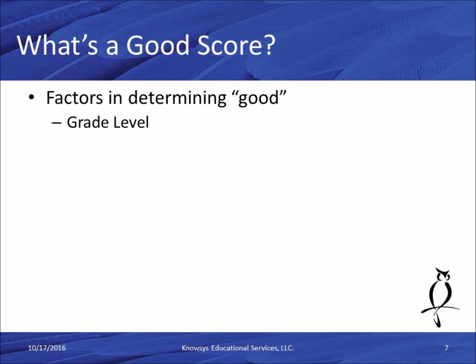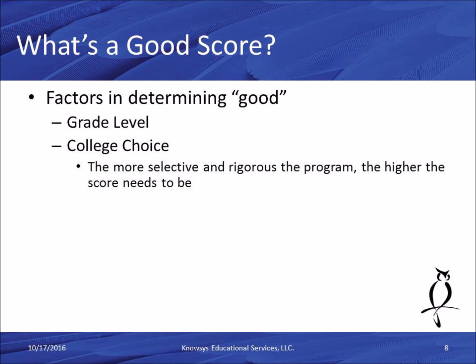But let's say you're not quite there. What determines good? Well, the first thing is your grade level. Obviously, if you're a 9th grader taking this practice exam, we're not expecting you to score as well as you will, hopefully, when you're a 10th grader or an 11th grader. All right, so grade level is one determining factor. The second factor is college choice. Where do you want to go to school? Right? Where are you going to apply? Where would you love to go to university?